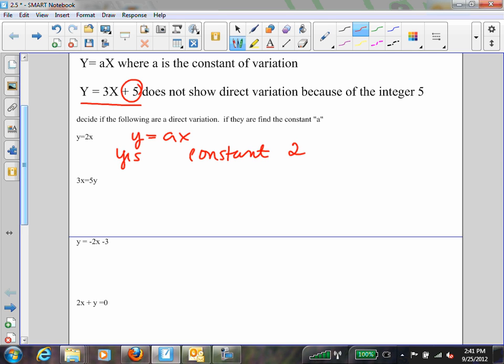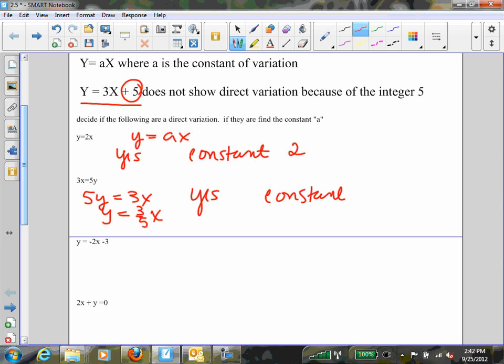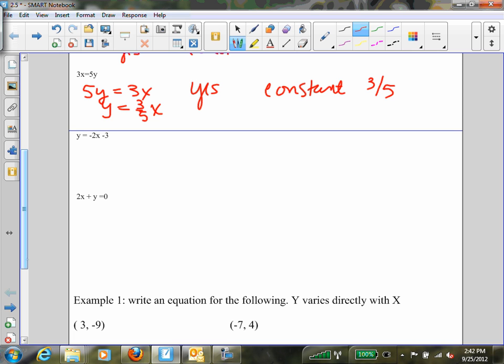Is this a direct variation? Can you fix it to make it look like this? Okay. So we can say that 5y is equal to 3x, so y is equal to 3 over 5x. So this is yes. What is your constant? Okay. And then is the next one? Y. Nope. Okay. What about the next one?